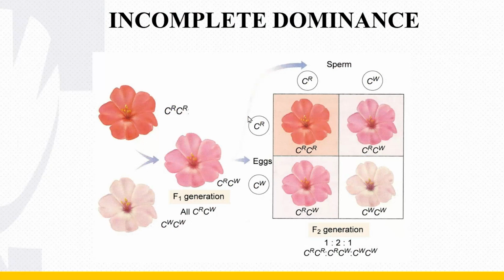Another thing that he talked about was this incomplete dominance. And so kind of what he did here was, what if we crossed a red flower with a white flower? Would we get a pink one? And if we did, what is the ratio for that?